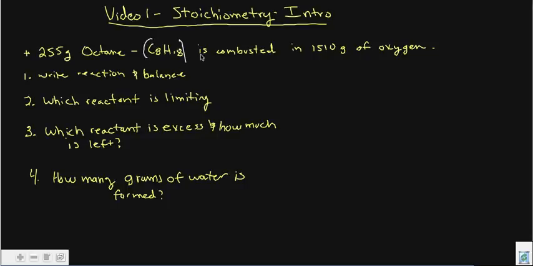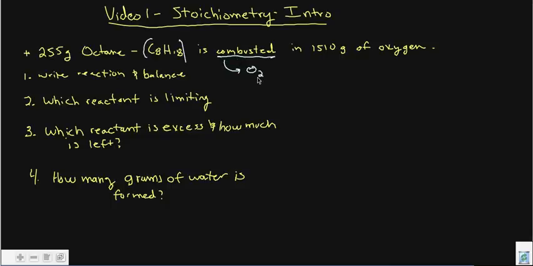So we remember from reactions, a combustion reaction means combining with O2. Anytime you combine with O2, we have a combustion reaction. So O2 has to be one of the reactants. So the first part is to write and balance the equation. All right, so let's go ahead and do that.